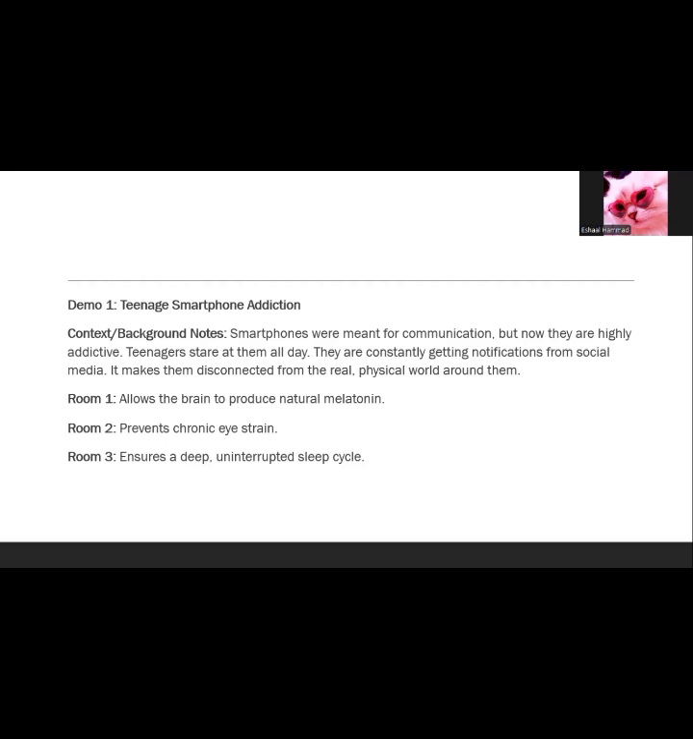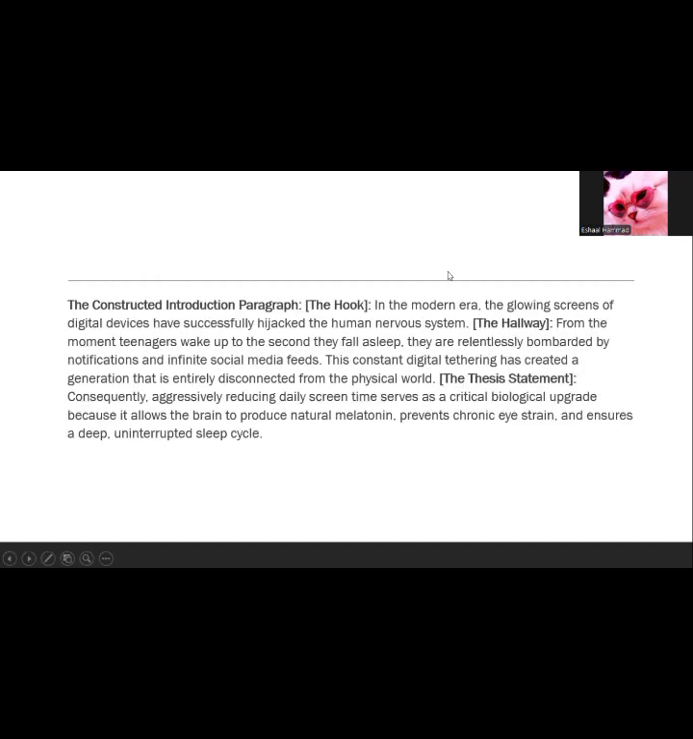And you have three rules. First rule says it allows the brain to produce natural melatonin. Second says it prevents chronic eye strain. And rule three says it ensures a deep, uninterrupted sleep cycle. Now, this is your context and three rules. Okay, let me see if our recording is working. Yes, it's working. Now, how can you make the introduction paragraph?